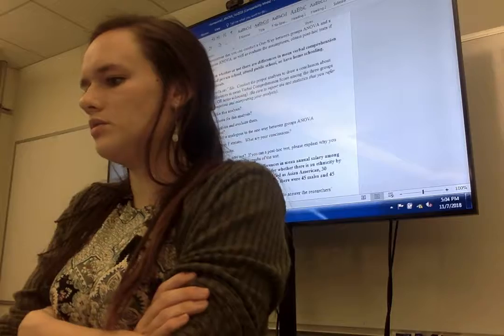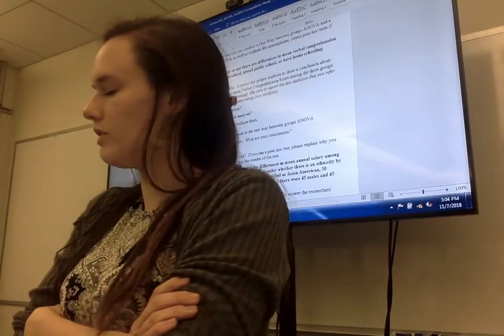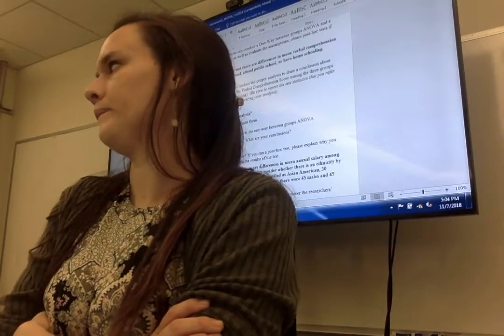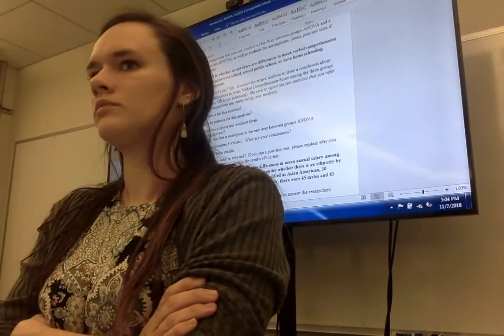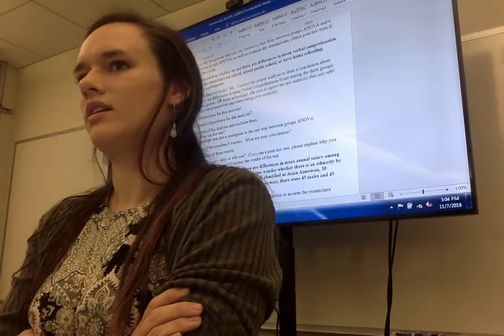So would you like us to go over the one-way between groups ANOVA, or should we just focus on the two-way? Any preference? Okay. Two-way is fine.